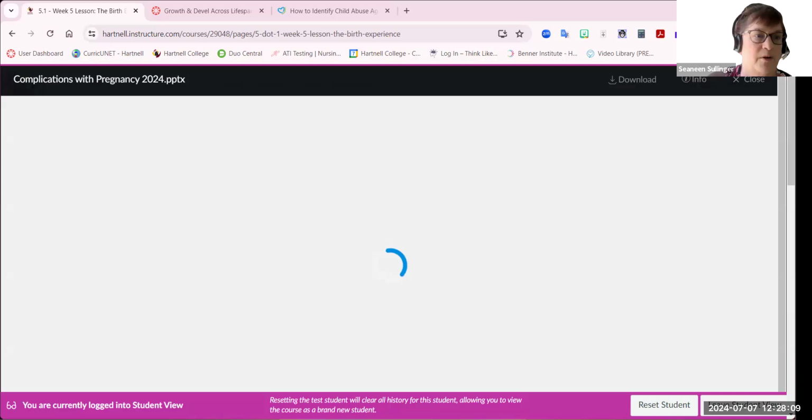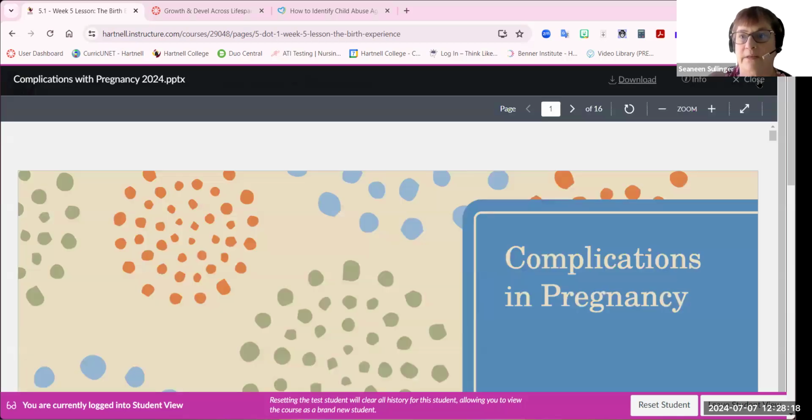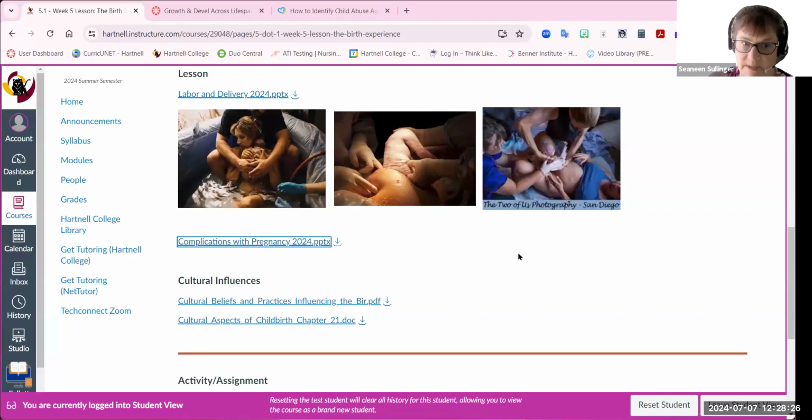The other thing that's a big complication during pregnancy, besides the hypertension, is gestational diabetes. So diabetes that you get, I think I went over that in the prenatal care, but that's another problem. And the moms tend to have bigger babies.